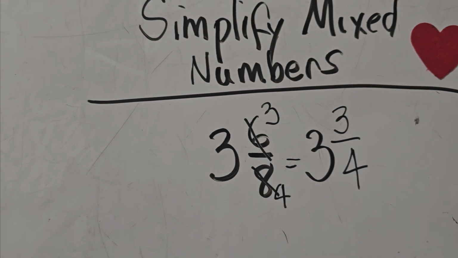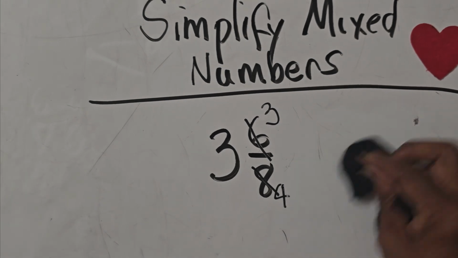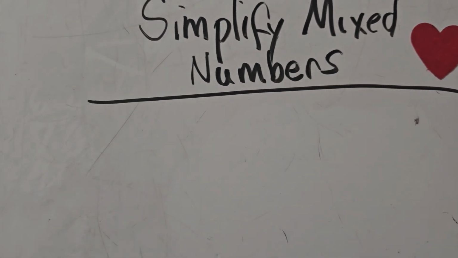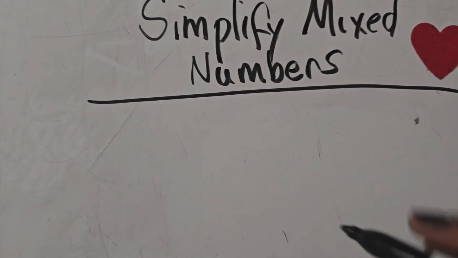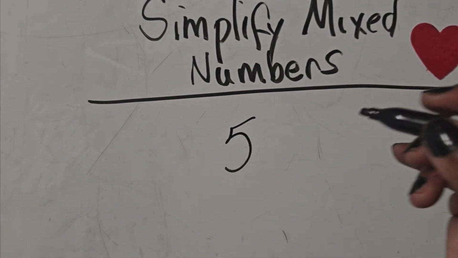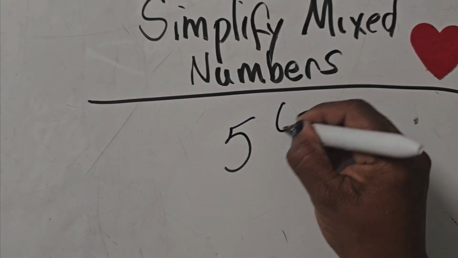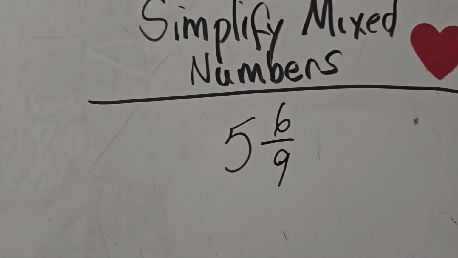Let's try another one. I'm going to put another one on the board. You are going to try and figure out the answer before I do. I'll give you 1 second. Let's try an easy one before I do the opposite one that I explained to you before. Here's an easy one: 5 and 6 over 9. You know what to do. I'll give you a second.